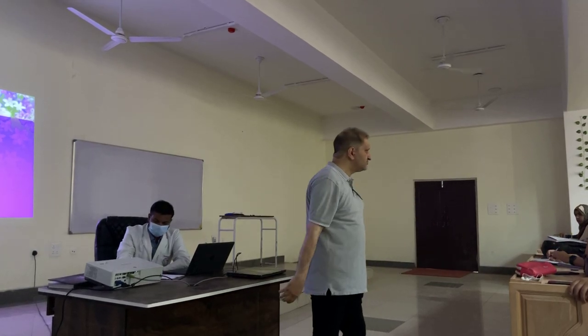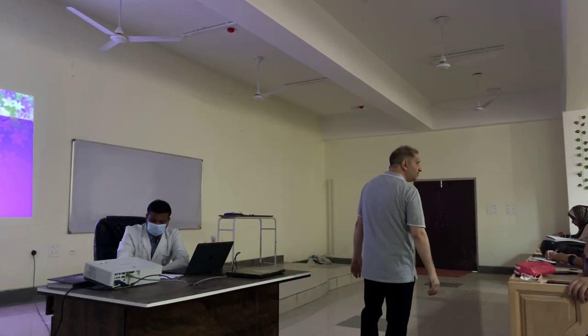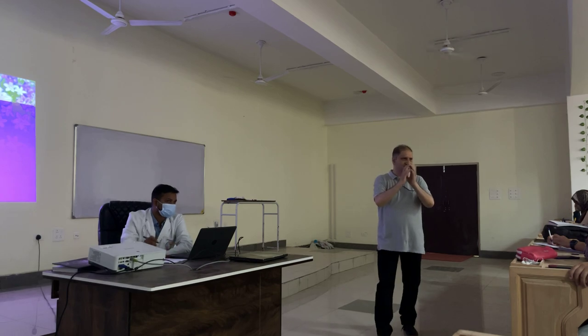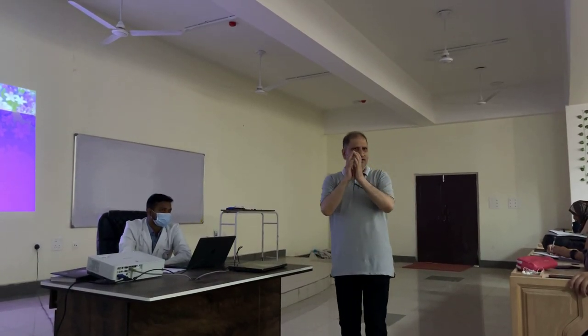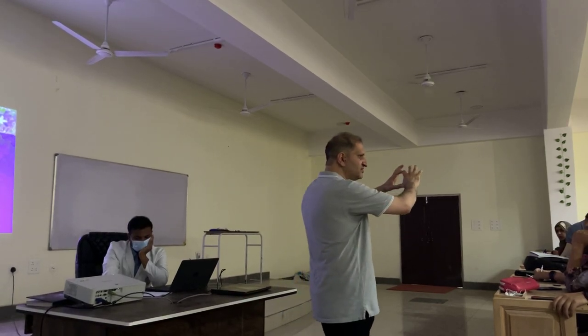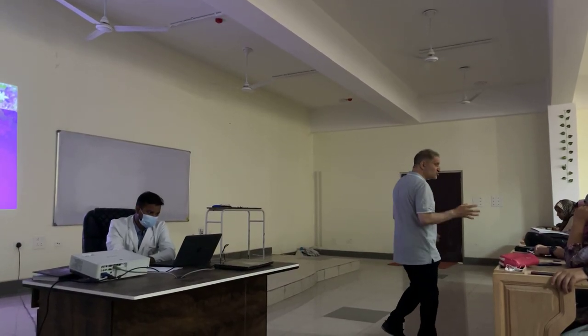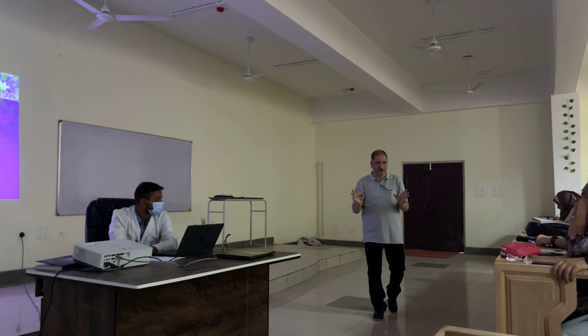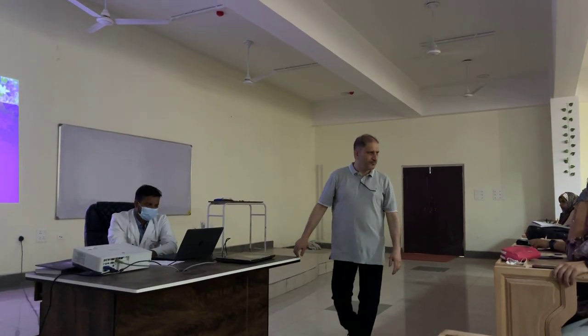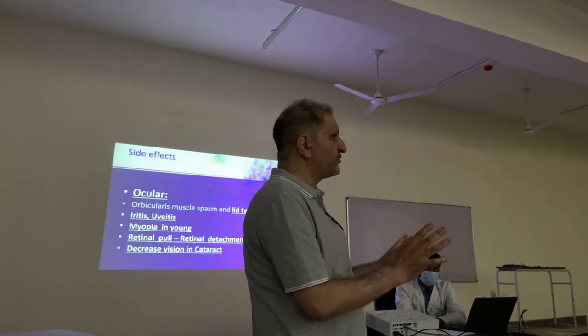It will cause myopia. Why will it cause myopia? Because the lens thickness will increase. Once the ciliary muscle comes forward, the zonules will become relaxed. Lens thickness will increase, and rays will come to focus in front of the retina, which causes myopia. So in young patients, you cannot give pilocarpine. It causes headache, it causes myopia, so they will not be able to see properly.